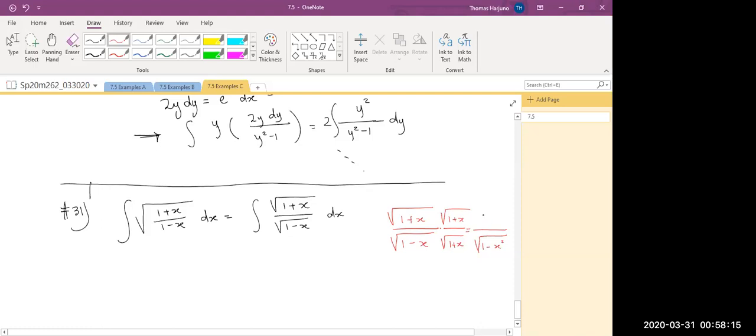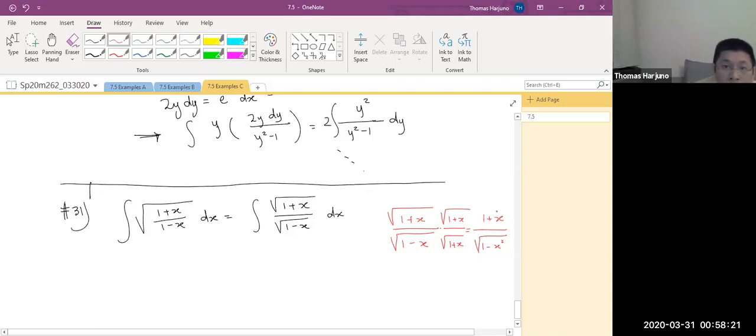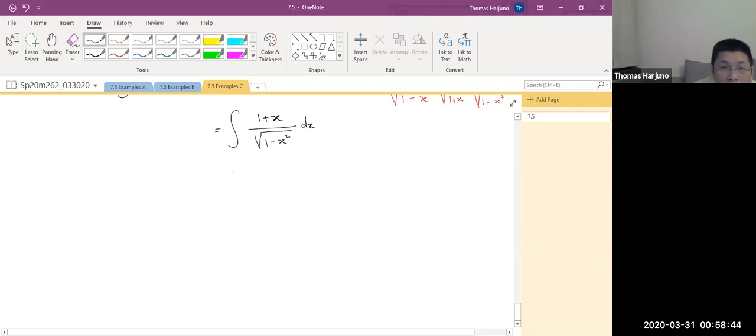Could you use trig substitution? Then after that, I will use trig substitution. So when I multiply by the conjugate of the denominator, I get a 1 plus x on the top over square root of 1 minus x squared dx. You know what? I can split this. Let's split it: first, 1 over this thing dx, plus integral of x over square root of 1 minus x squared dx.